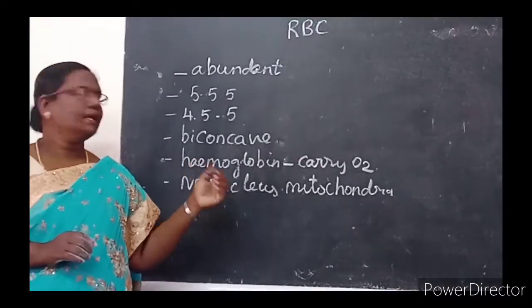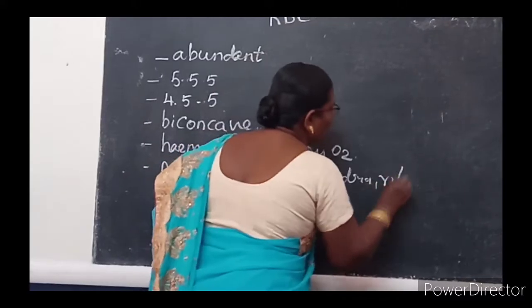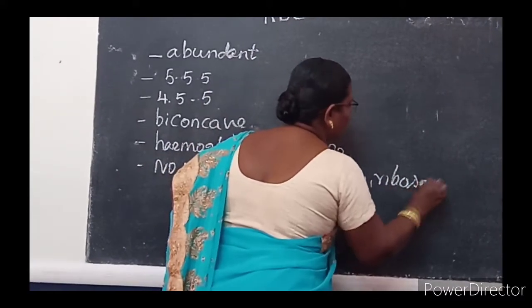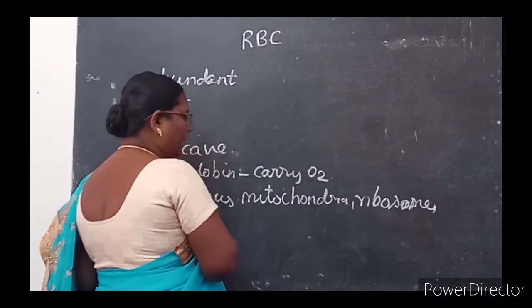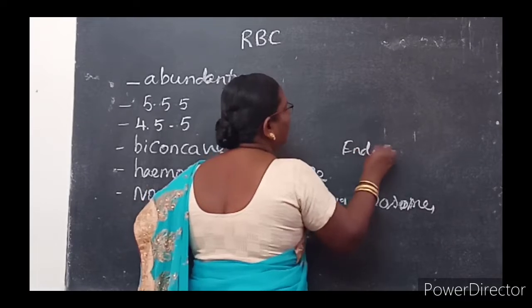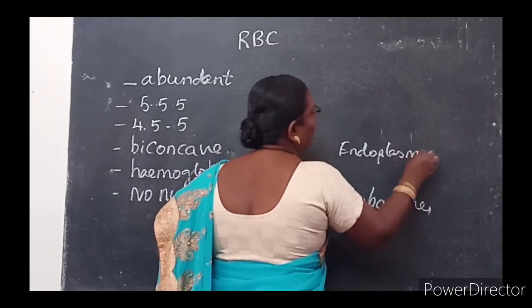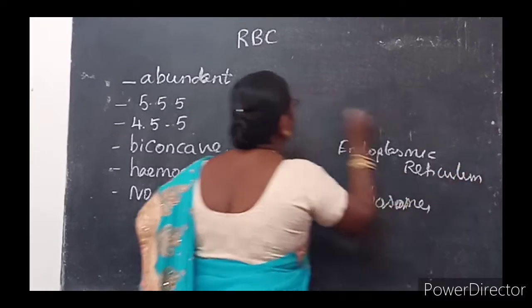In the RBC, there is no nucleus, mitochondria, ribosome and endoplasmic reticulum. The lifespan of the RBC is about 120 days.